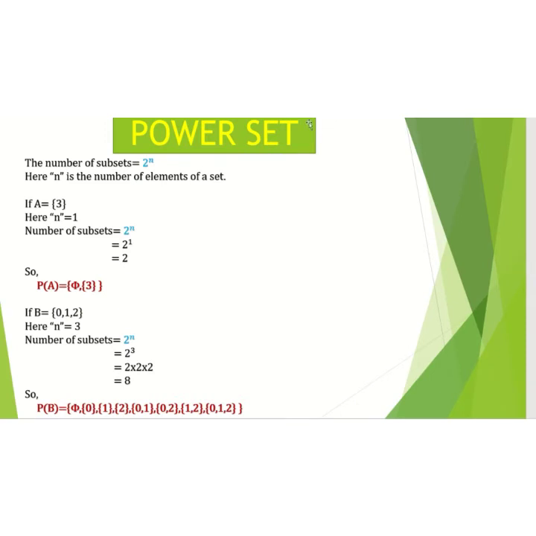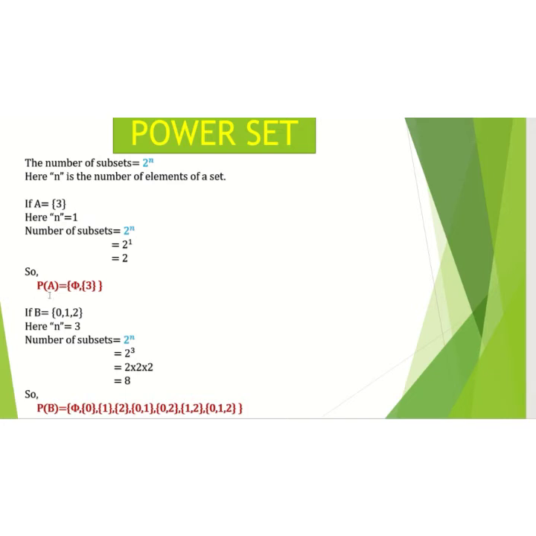In order to write the power set of any set, first we should find the number of possible subsets, that is equal to 2 raised to the power n. Here n is the number of elements of a set. Here you can see an example that set A contains only one element. So n is equal to 1. The number of possible subsets in the power set of set A would be 2 raised to the power 1, that is equal to 2. This 2 shows that the power set of set A would contain 2 subsets.